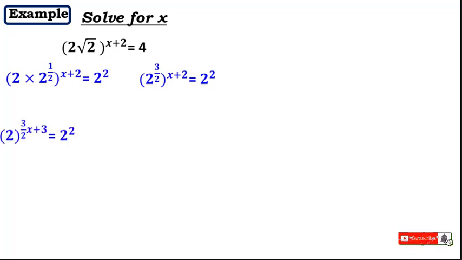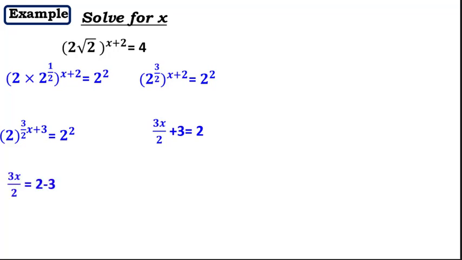We will multiply the two exponents now. 3 over 2 times x plus 2. We will get here 3 over 2 times x, it will be 3 over 2x, and 3 over 2 times 2, just cancel 2 here, it will be 3. Now we have here the same base, 2 and 2, just we will equate the two powers. We will get the equation 3 over 2 x plus 3 equals 2.